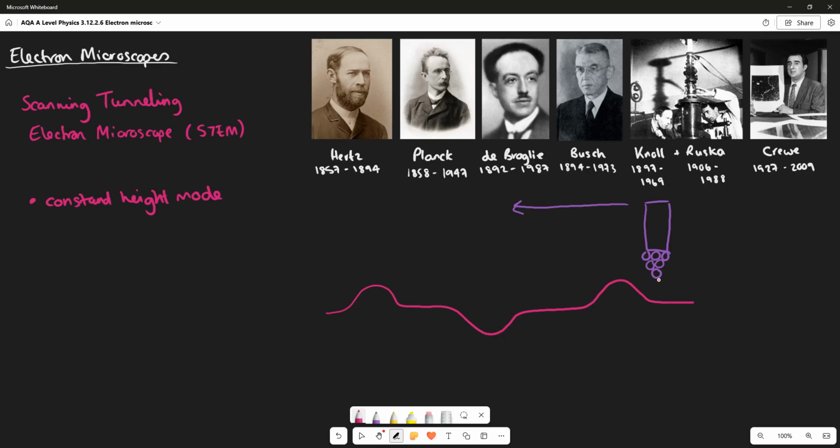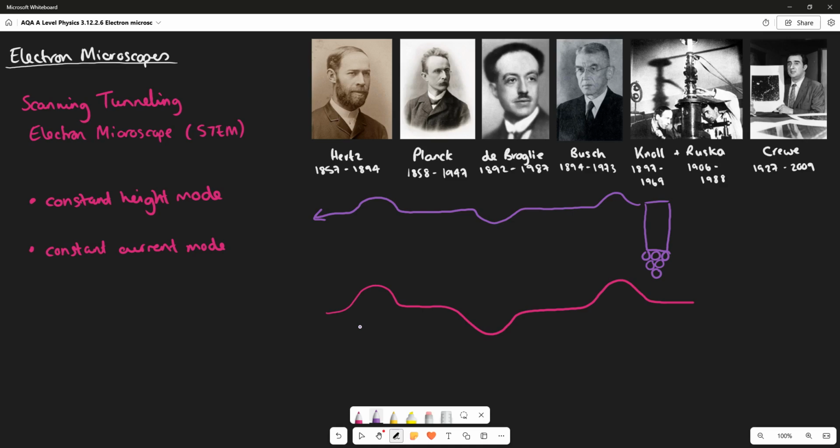So the amount of current that's received in the probe tells us about the height of the surface as it moves across. The other mode that we could use is the constant current mode. And that involves adjusting the height of the probe to maintain the current as we go across the surface. And the height of the probe tells us about the height of the lumps and the bumps in the surface of the material.